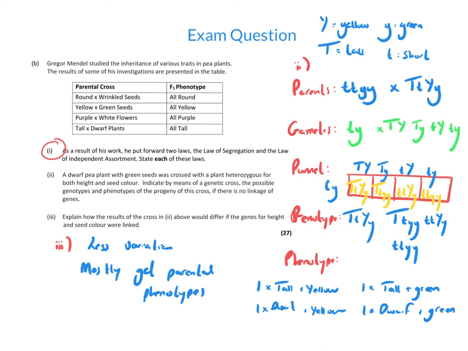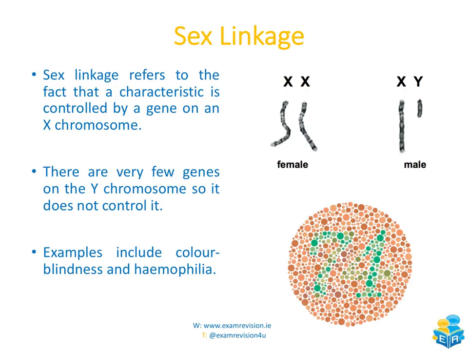Okay, so we can see that there was lots of variation there compared to what the parents were in the particular question. There'd be less variation and would be mostly following the parental phenotypes.